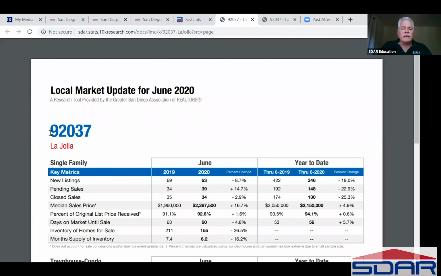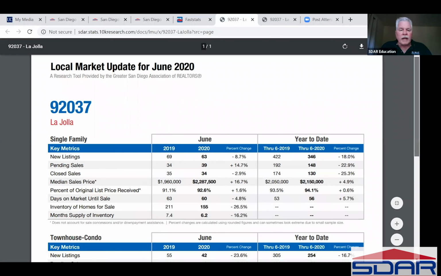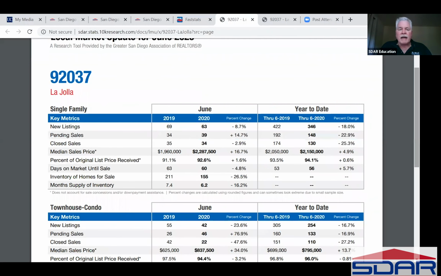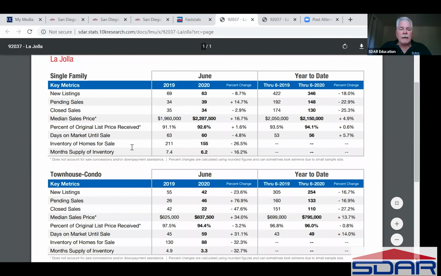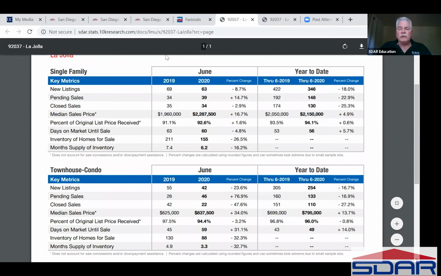So 92037, La Jolla, and then I'm going to go down here. Let's take a look at my data. First of all, I'm going to have single family homes. Everybody see that? Single family. Underneath that, I'm going to have townhouses and condos. The first part is going to be detached, and the second part is going to be attached.